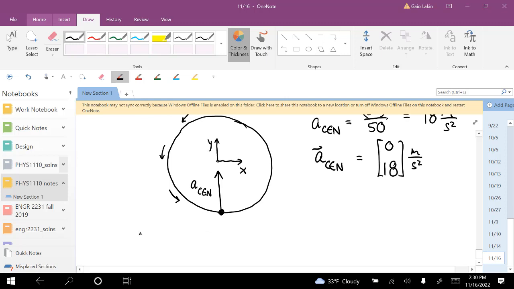Okay, well, the total acceleration is the centripetal plus the tangential, and the tangential is 0 because this is uniform. So the total acceleration is just 0, 18.